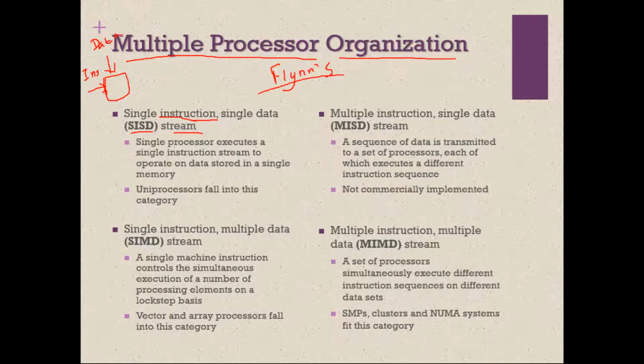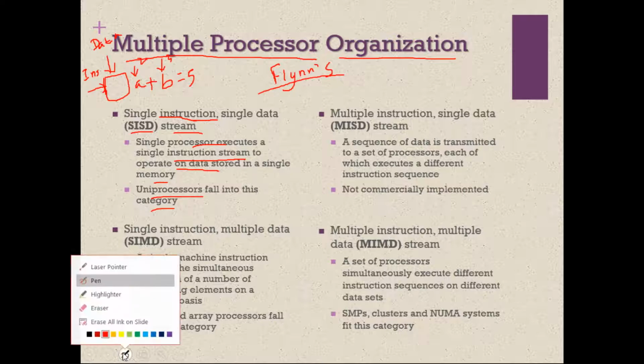Say if the instruction is a plus b, this is the only one instruction the processor is going to execute. It will get the values for a and b. If a value is 2 and b value is 3, it is going to compute a plus b as 5. Basically this falls under the uniprocessor category. There is a single processor executing a single instruction stream to operate on data stored in a single memory. This is what a typical personal computer does without multiprocessing at all. There is only one processor which executes one instruction at a time with the relevant data. So that is what is called a single instruction and single data stream.